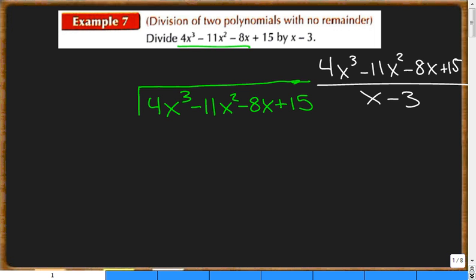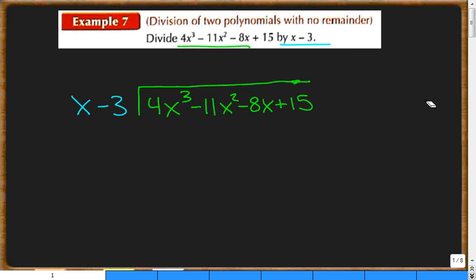And we're going to take our denominator, our x minus 3, and we are going to place it outside. So these are the same items. So we're going to follow our procedure for how we go about dividing these numbers. So we need to start off with our first terms here. So what do we multiply x by to get to 4x cubed? Well, this is going to be 4x squared.